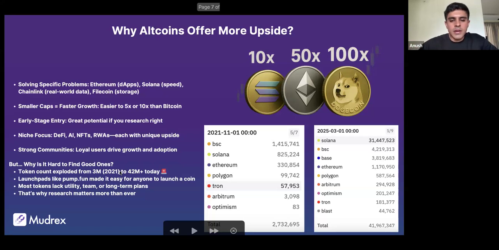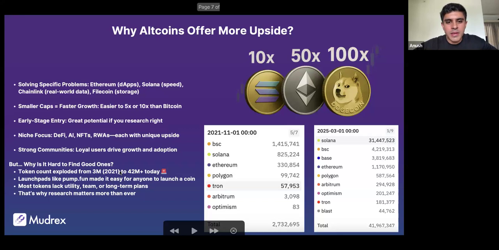Just take a look at the chart on this slide, for example. Back during the last bull run in 2021, we had around 3 million tokens in existence. Today, that number is close to 42 million tokens. That's a jump of almost 14x in just a few years.